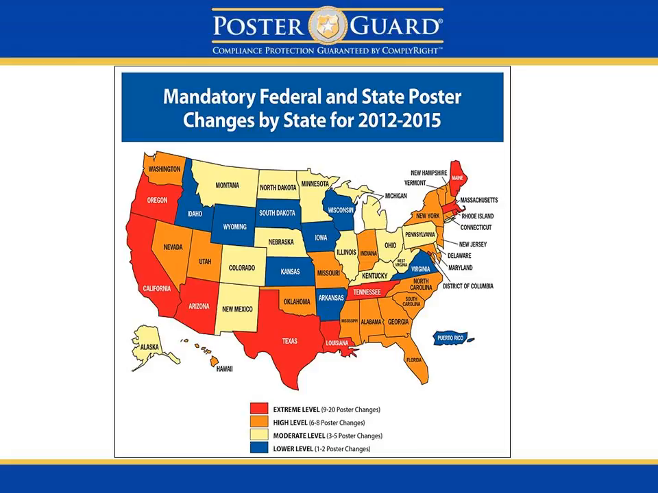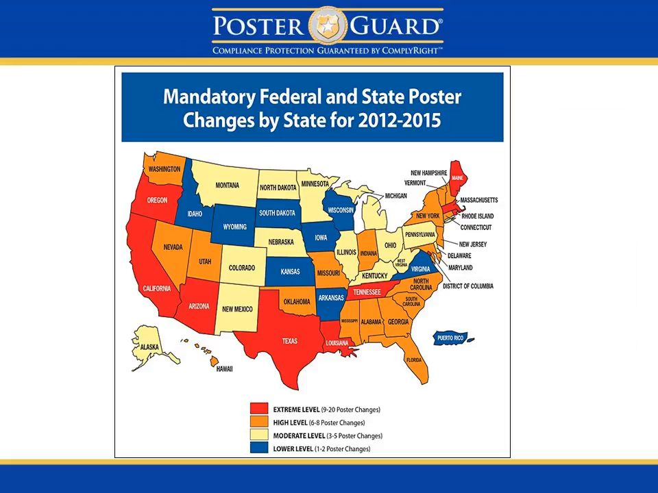And again, we're just talking about mandatory changes that require poster replacements. The states that are highlighted in orange had a high level of change with anywhere from 6 to 8 mandatory changes during this time period. The ones in yellow had 3 to 5 mandatory changes. And then there are a few states in blue, and those only had 1 to 2 poster changes.